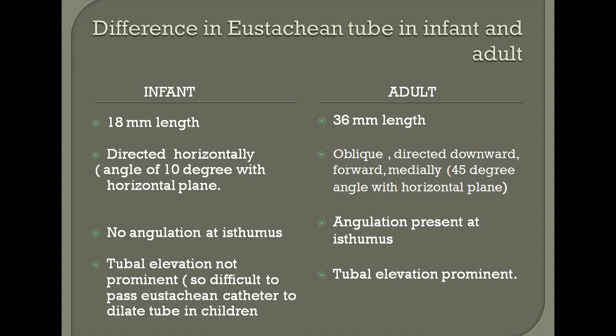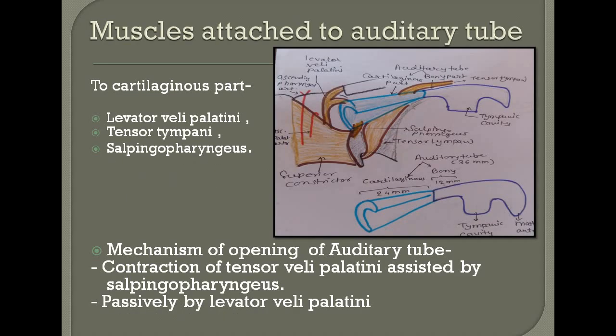Tubal elevation is not prominent in infant, so it is difficult to pass eustachian catheter to dilate tube in children, while in adult tubal elevation is prominent.